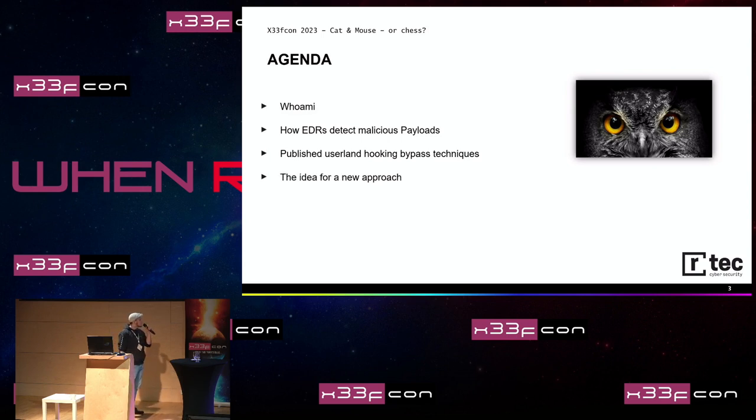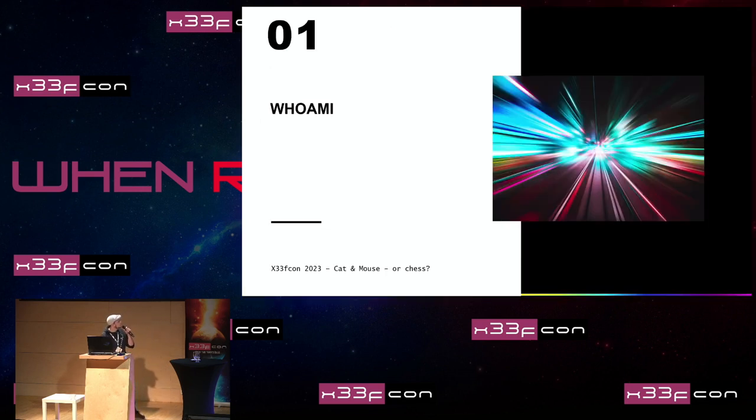And after doing that, I'm going to show you first an idea I had for a new approach on how to bypass these userland hooking techniques. I'm going to talk a little bit about the challenges I personally faced when implementing a proof of concept for this idea. And afterwards, I'm actually going to show this proof of concept and will release a tool on GitHub for it so that everyone can take a look at it.